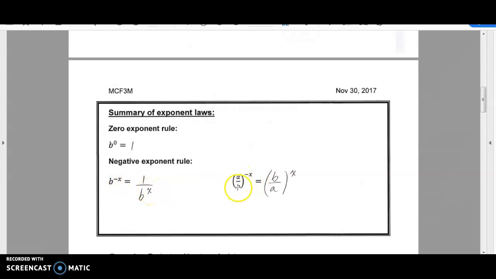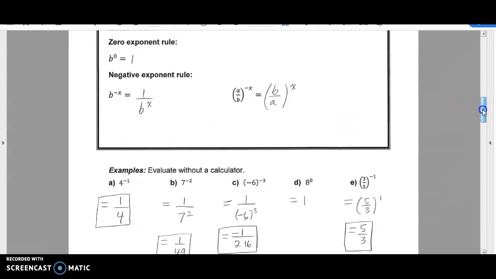And then the same idea over here. If you already have a fraction, or you have a numerator and denominator, you flip the base. In this case, the base is a over b. Flip a over b to b over a, and then change the exponent to positive. You can see the x became positive x, and it was negative x here. Hopefully that makes sense.